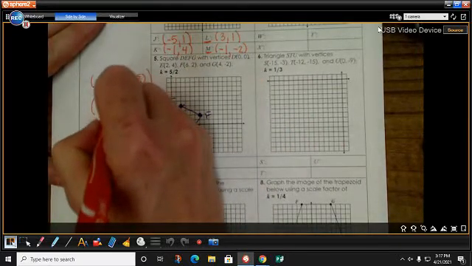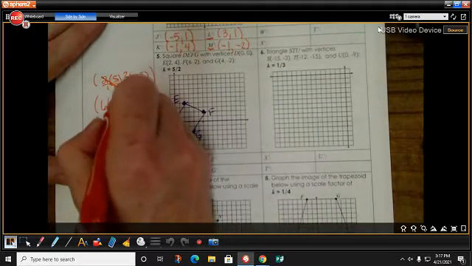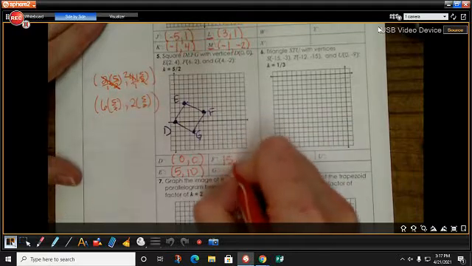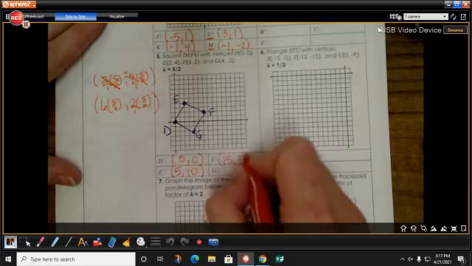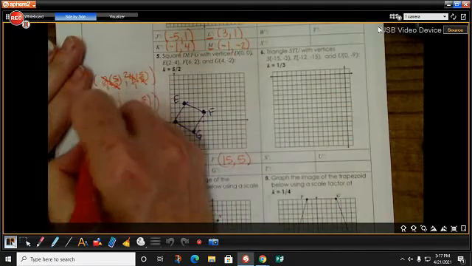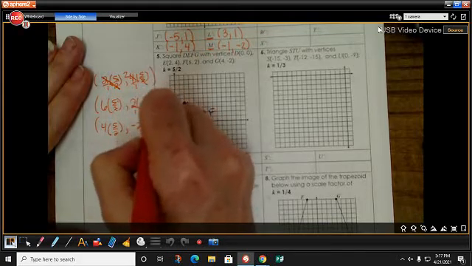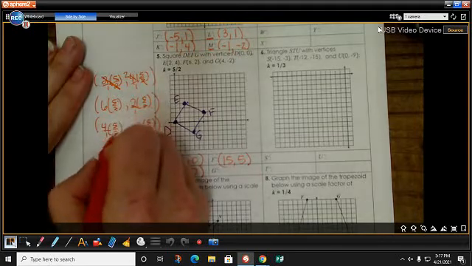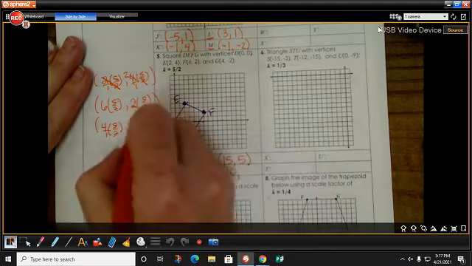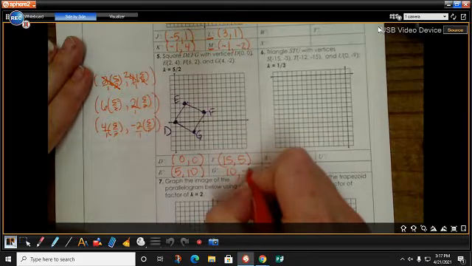For the next one, I have 6, 2 times the scale factor of 5 over 2. So I have 6 times 5/2 for my x coordinate and 2 times 5/2 for my y coordinate. And so here, 6 times 5 is 30, divided by 2 is 15. Here, 2 times 5 is 10, divided by 2 is 5. And then the last one, I have 4 and negative 2 with my scale factor. And again, I'm going to multiply straight across. 4 times 5 is 20, divided by 2 is 10. Negative 2 times 5 is negative 10, divided by 2 is negative 5.